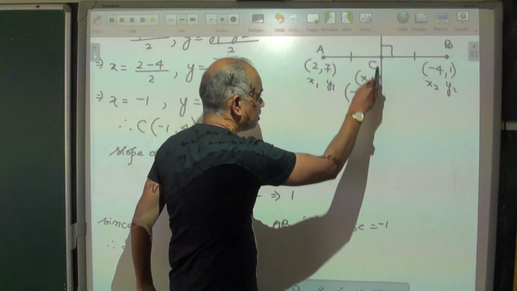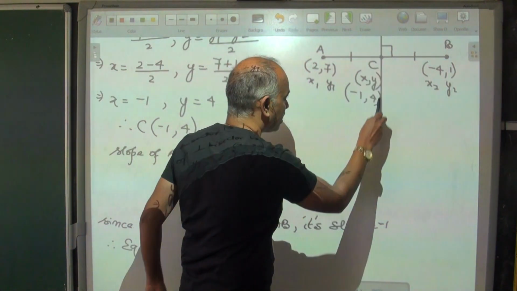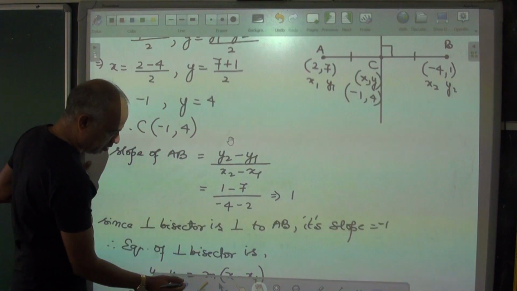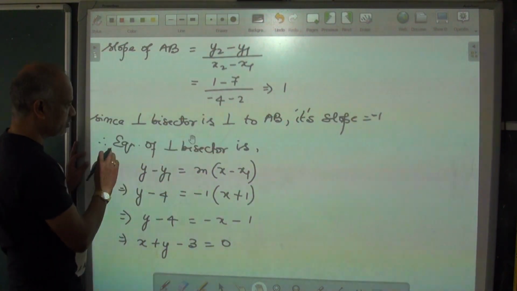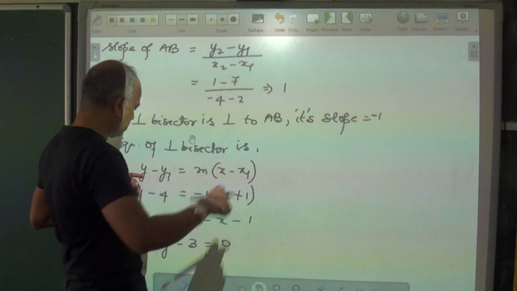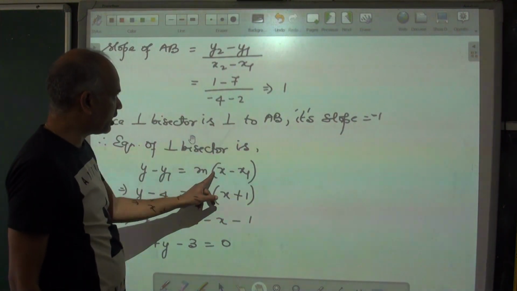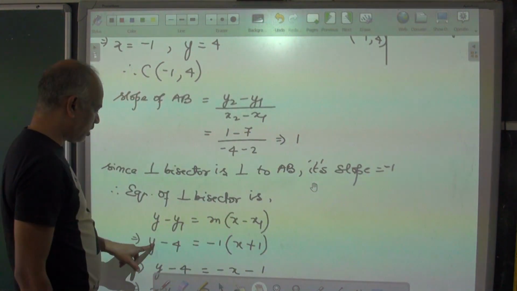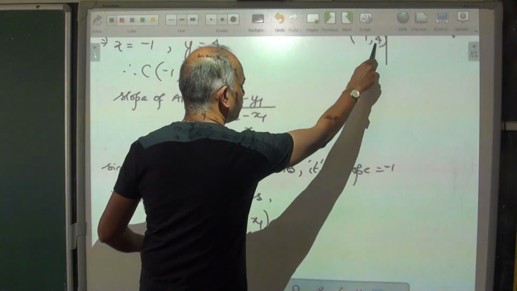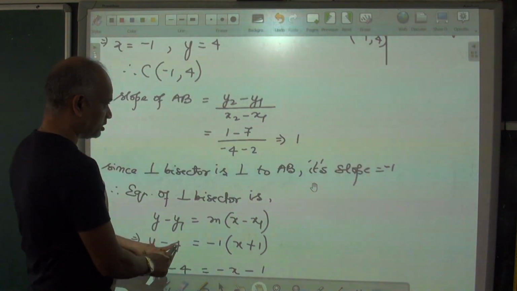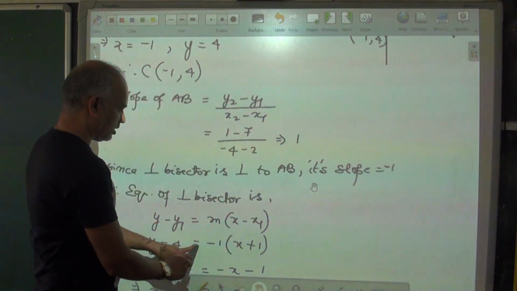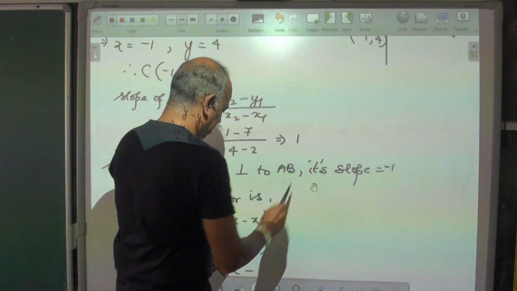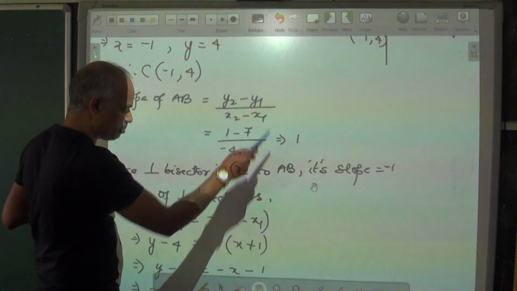So for this line you know the slope, and for this line you know one point, that is this one. So that's what we are going to use now. So the equation of the perpendicular bisector is y minus y1 is equal to m times x minus x1. So y minus, the point that you know is minus 1, 4. So y minus 4 is equal to m is minus 1 times x minus minus 1. So minus of minus 1 becomes plus 1.